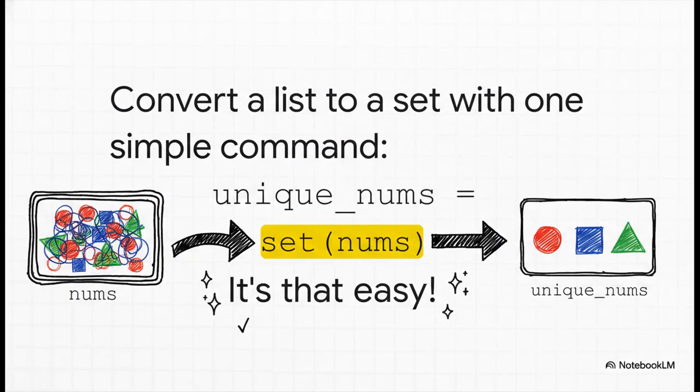And the code to do this is ridiculously simple. You just take your list, in this case we're calling it nums, and you pass it to the set function. That is literally all it takes. Python does all the heavy lifting for you, giving you back a brand new set with only the unique items.